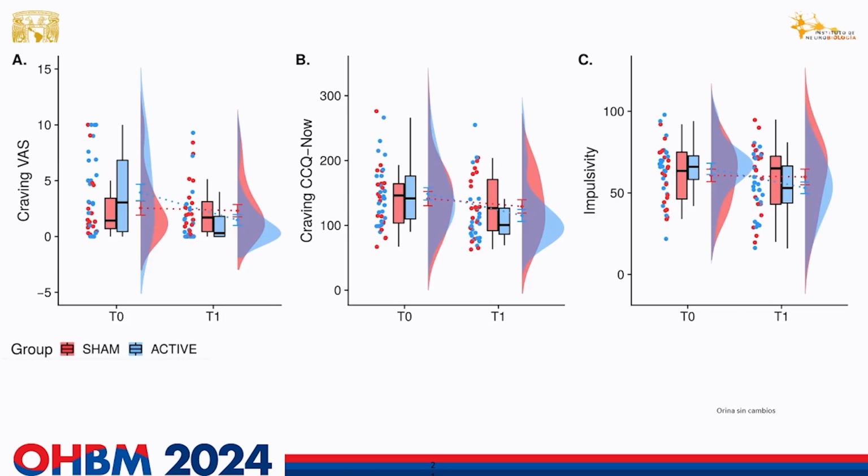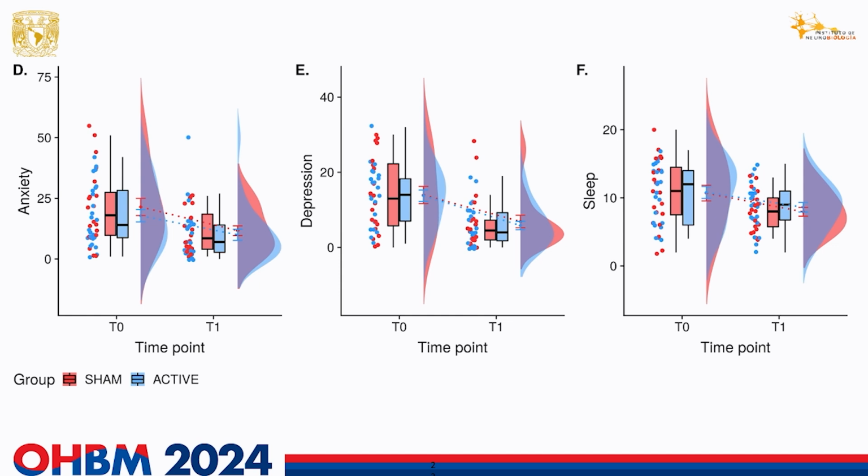And then what we saw, at least in craving, was that you can see in blue the active group, and we saw a decrease that was significant compared to the controls. We have a sham group. We also found improvement in impulsivity, which was good. But we didn't find any interactions between anxiety, depression, and sleep, which we were trying to find.